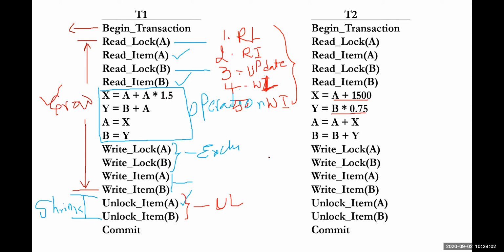So the growing phase will be again divided into five different types of operations, and the shrinking phase will be only one, that is unlocking of the items. So these are the different operations which could be done in the two-phase locking protocol. If things are seen in this way, then it is called two-phase locking. Otherwise, it is not two-phase locking.